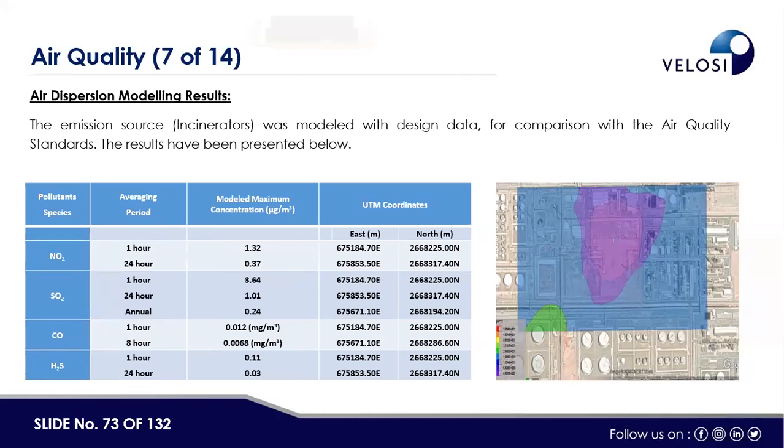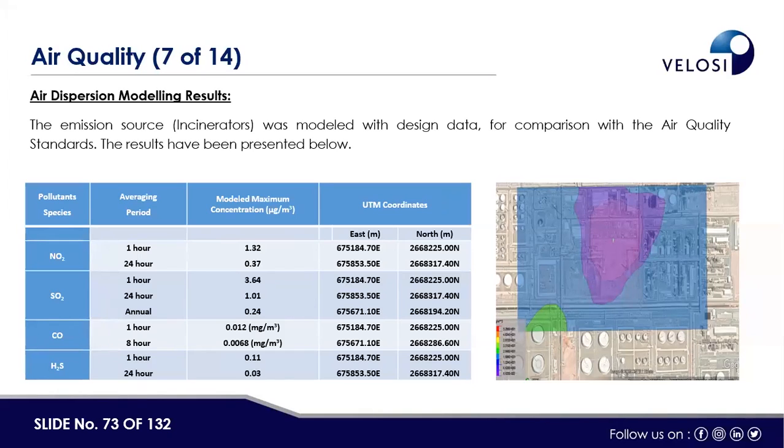So we have to check whether for 1 hour there is any exceedance of this concentration, whether there is any exceedance of nitrogen oxide for 24 hour, then in the same way for sulfur dioxide for 1 hour, 24 hour, then annual, then carbon monoxide for 1 hour, 8 hour, because the standard is for 1 hour and 8 hours. That's why we model this software for 1 hour and 8 hour, and in the same way H2S as well.